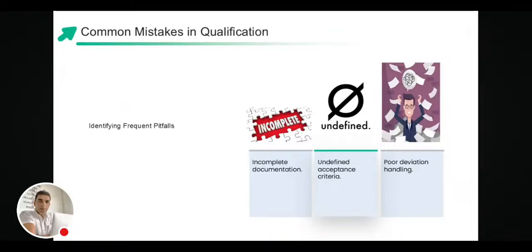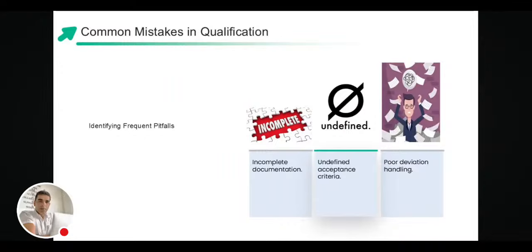2. Undefined acceptance criteria. Issue: Vague or unclear acceptance criteria can lead to confusion, inconsistent evaluations, and even equipment failure going unnoticed. Solution: Clearly define measurable and realistic acceptance criteria in the qualification protocol to remove ambiguity and ensure consistent assessments.